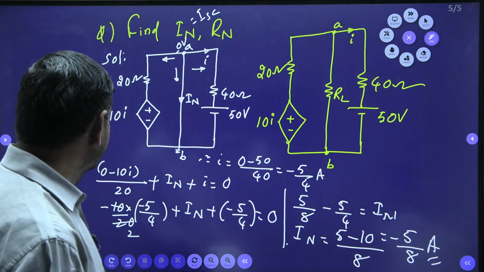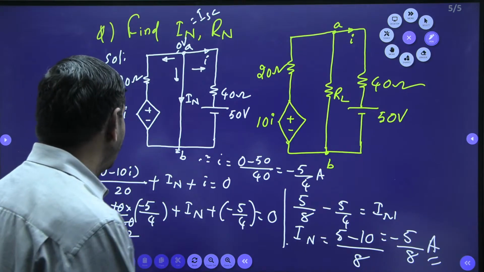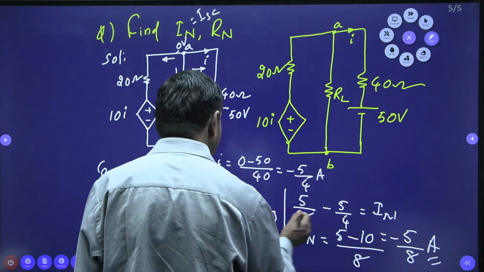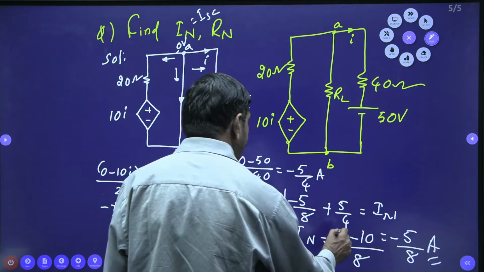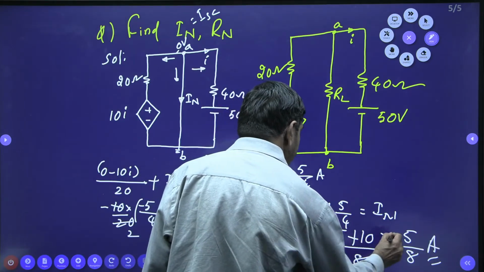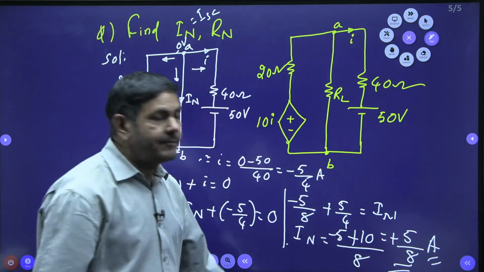5 by 4, is it correct? Check it again. 5 by 4 IN means this side plus 5 by 4 possible. You know, reversely it is taken. Yes, now correct. Yes, now perfect. Yes, 100%. Now okay. That way you can measure now.